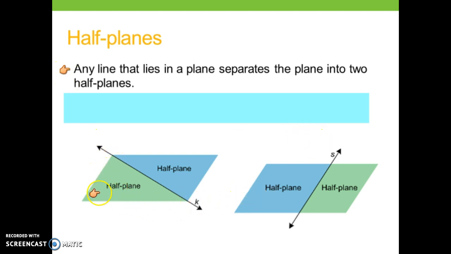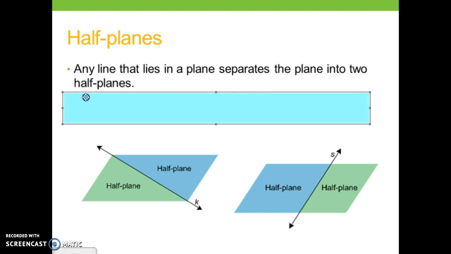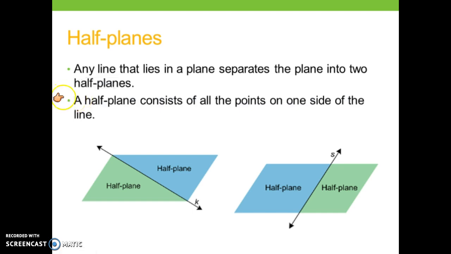Okay? Now remember, we use a parallelogram to represent a plane. However, planes go on infinitely, right, in all directions. A half plane consists of all the points on one side of the line. So again, there's an infinite number of points in this green half plane, because it goes on and on and on forever. And then there's an infinite number of points on this side in blue that goes on and on and on forever. So all we do is take a plane, a flat surface with an infinite number of points, and divide it into two halves.